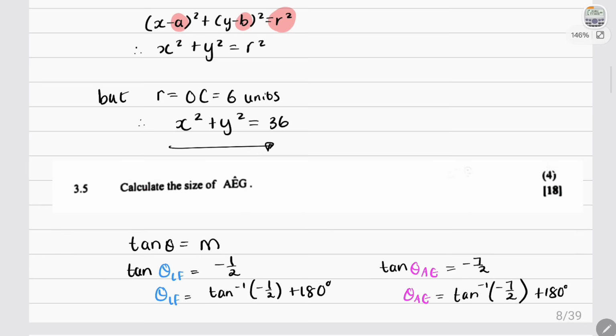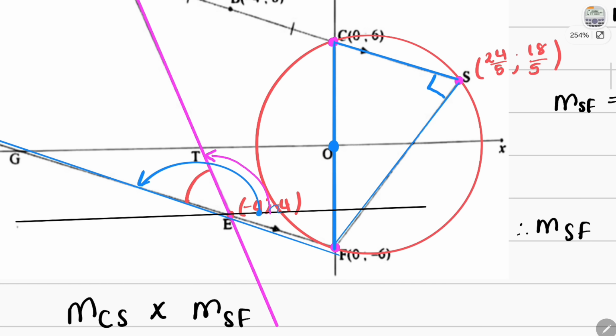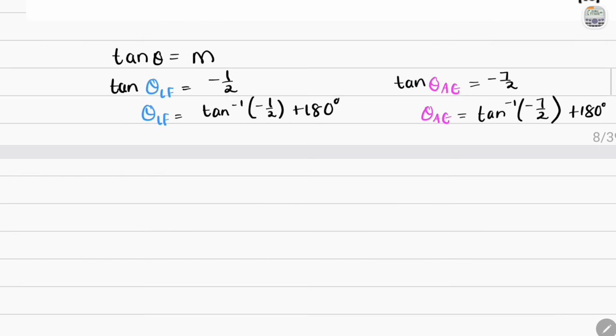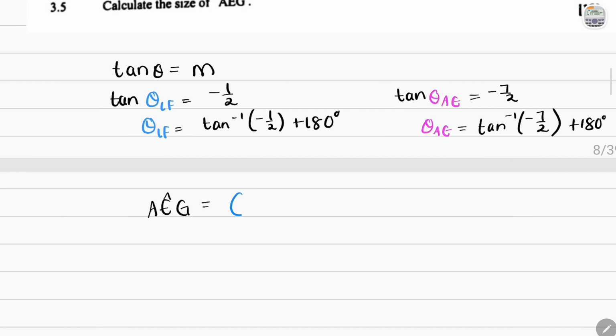Okay, so now just remember how we are subtracting. You're going to say the blue angle, the bigger angle, minus the purple angle. That gives you this angle they are asking for. So that's the angle AEG. So to find angle AEG, we simply say it's going to be theta of LF minus theta of AE. So the angle of inclination of AE.